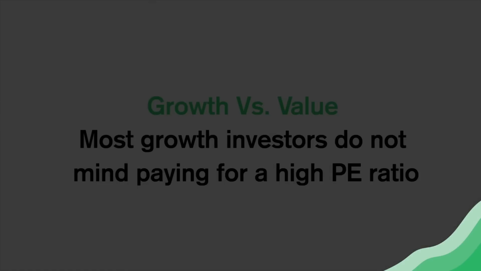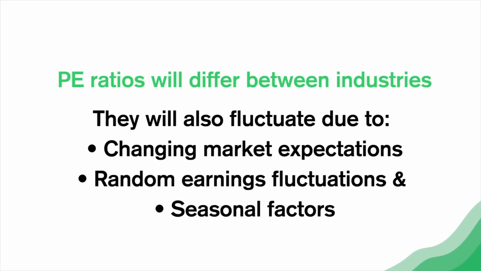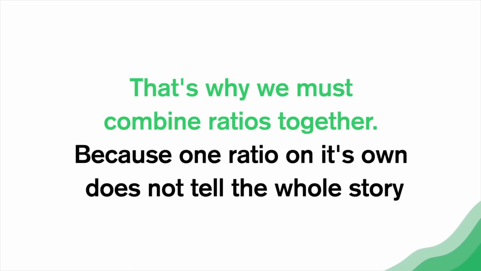Growth versus value. So for certain growth investors, a PE ratio of 29 might be perfectly reasonable, and the importance of the PE ratio, like all ratios, will depend on the industry. Indeed, a high PE ratio can indicate a company is growing fast, whereas a low PE ratio can indicate a company that is doing poorly. There will always be differences in PE ratios, which may stem from market expectations, random fluctuations in earnings, or seasonal factors. And it's for that reason why we combine all of these financial ratios together to form our composite strategy, as no one ratio on its own is very useful.